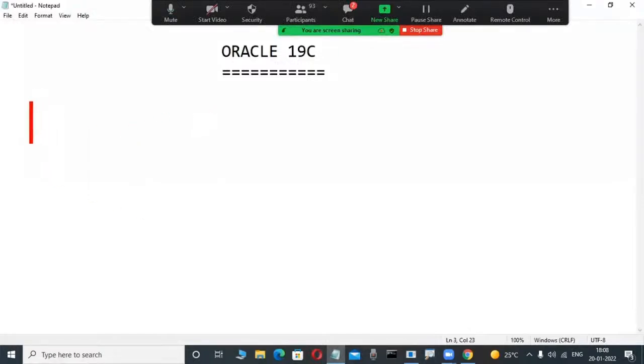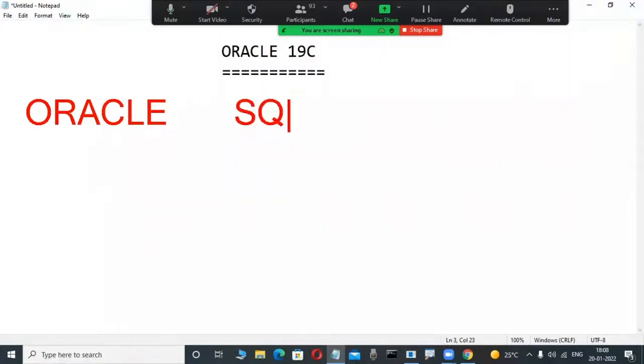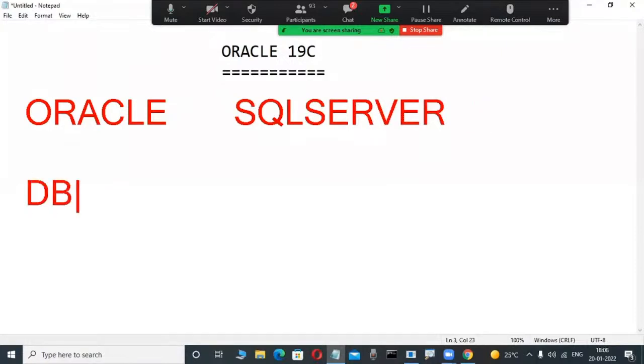Not only Oracle, so many database products are available on the software side. Suppose Oracle is a database product from Oracle Corporation. Observe it here. Different companies. Again, maybe so many fellows have an idea. SQL Server is a database product from Microsoft. DB2 is a database product from the IBM company.